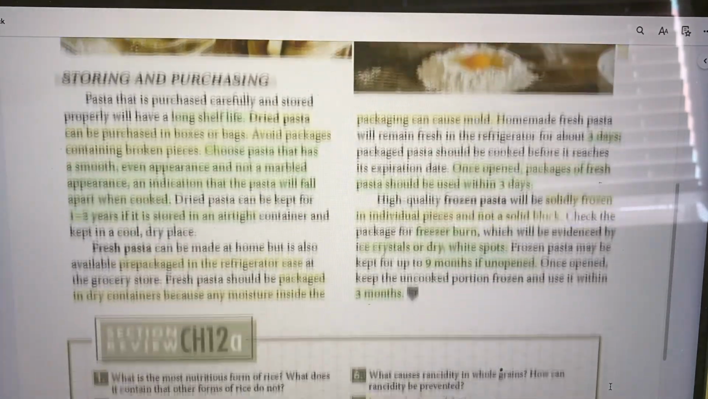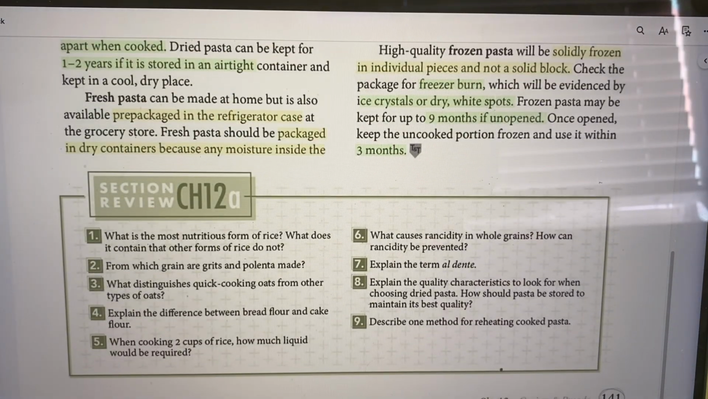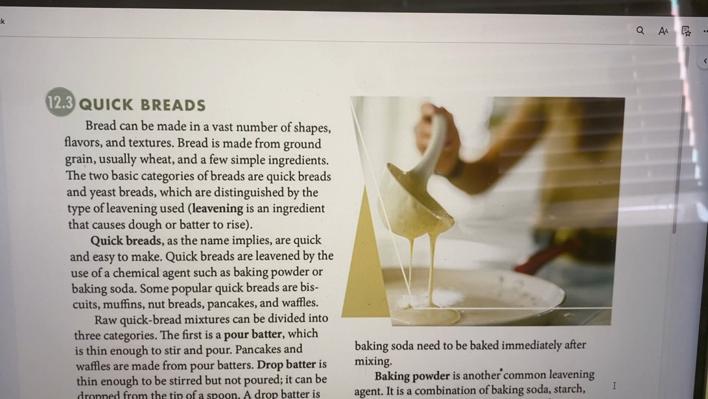So we're going to go on to the next section. In the next video, we're going to be talking about quick breads in the next section.